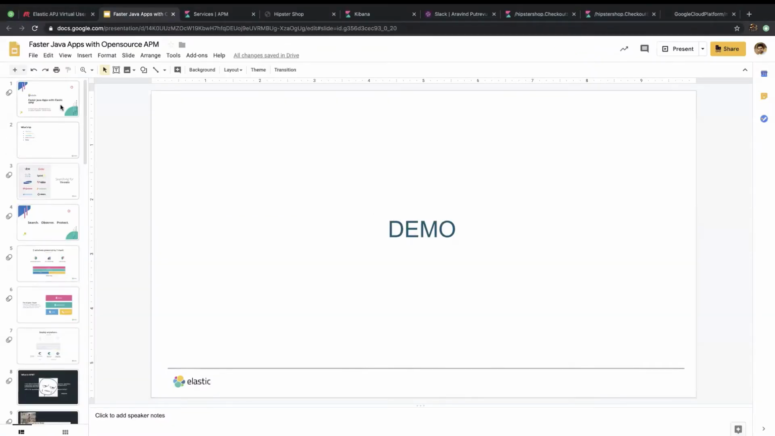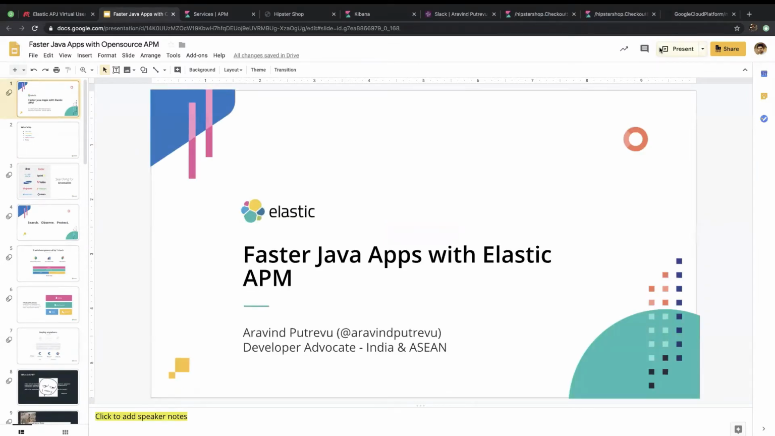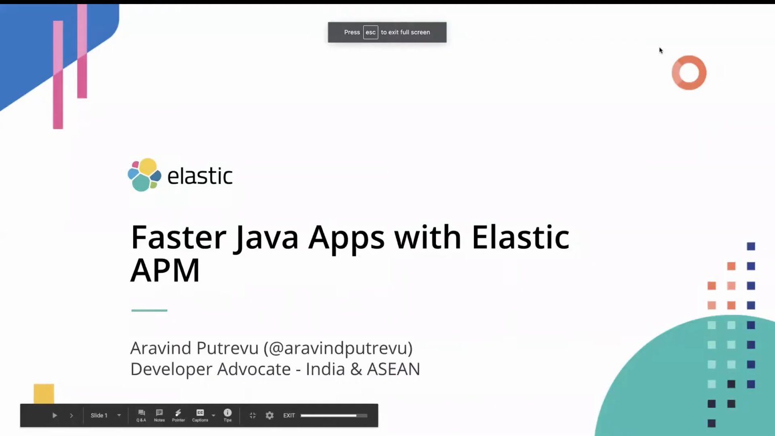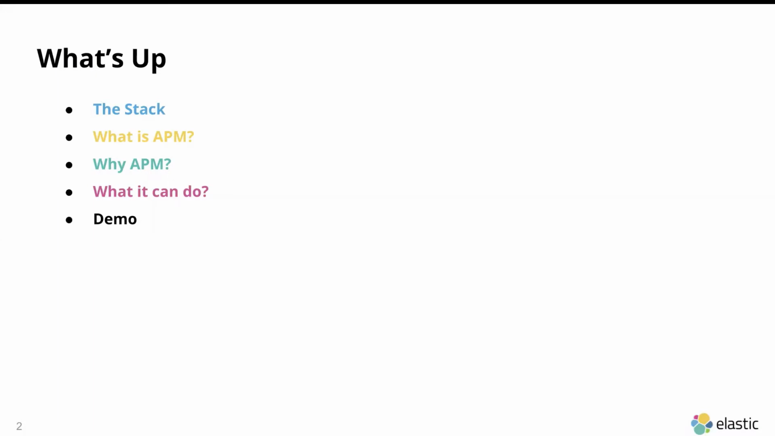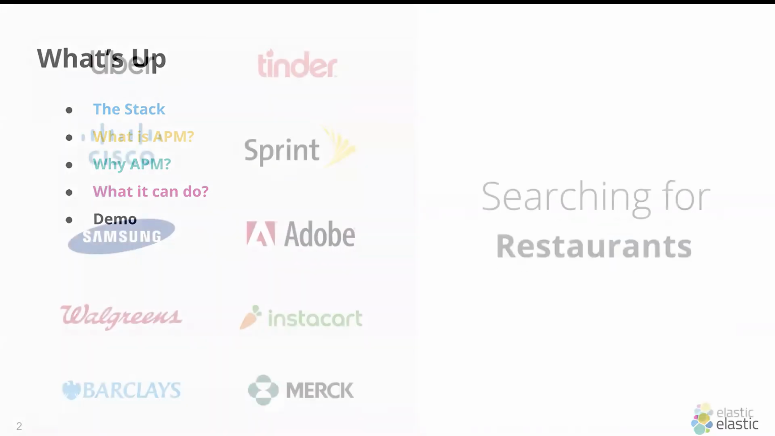So I'll quickly go through the session today, and I'll explain more details as we go. Today we are going to talk about faster Java applications with the Elastic application performance monitoring open source tool, through which you would be able to do a ton of things. We'll explain how you can do all of that. So what's on the agenda today? We'll discuss the stack, how all these things have come about, what APM is and why APM, what it can do, and a demo definitely, and we'll also take questions.